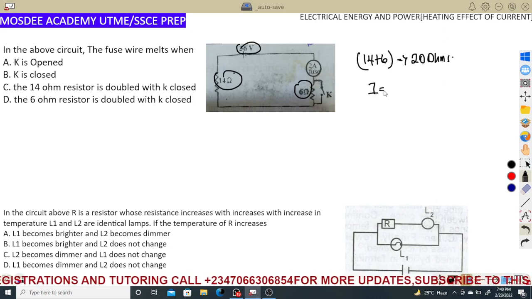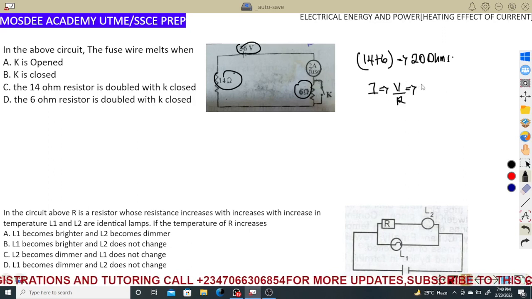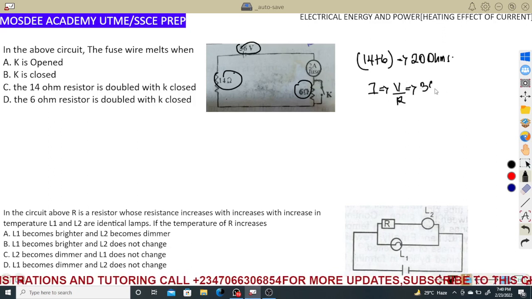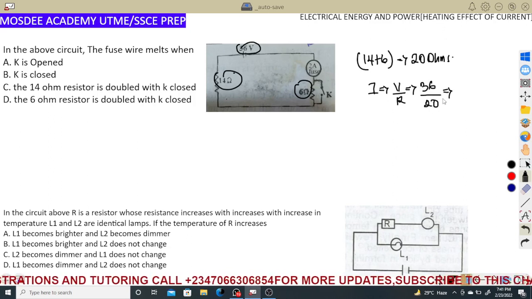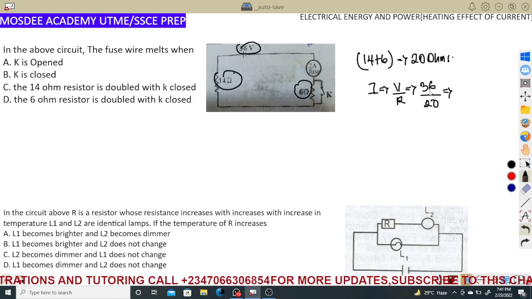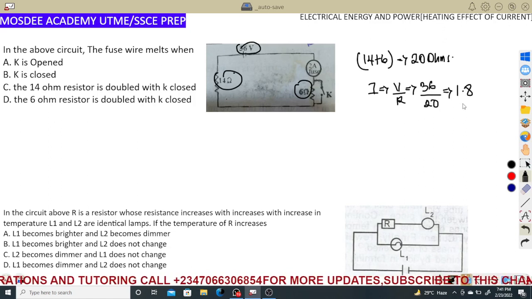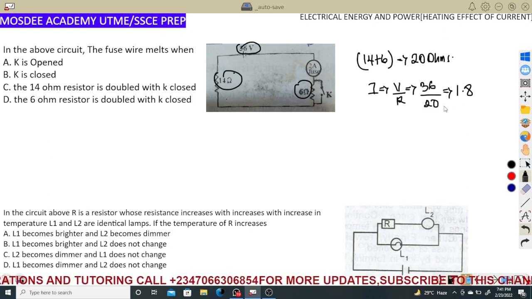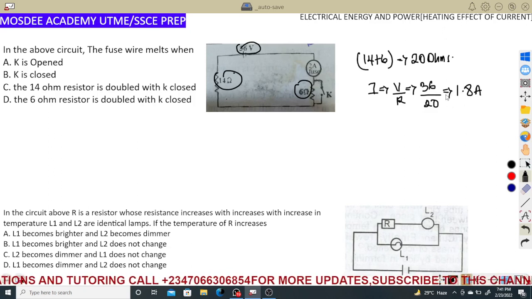I is equal to V over R. The voltage that is passing is 36. 36 divided by 20 is less than 2, about 1.8. You can see it is very low. So when the key is open, this 1.8 amps will still pass without causing anything.